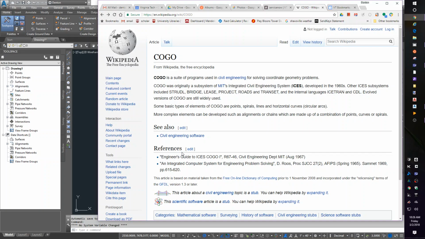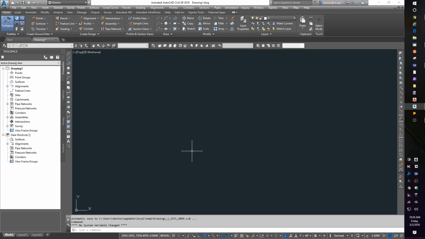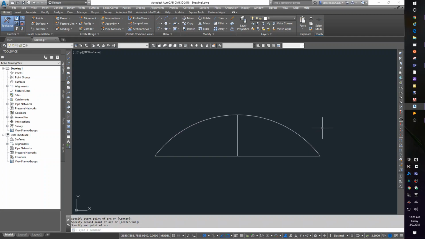But anyway, jumping into CAD, let's say I wanted an arc 200 feet long with a height of 50 feet. Typically, I would just draw a line, make it 200 feet long, then draw a line from the middle of it, straight out 50 feet. And now I can put an arc through those endpoints. And I have the properties.